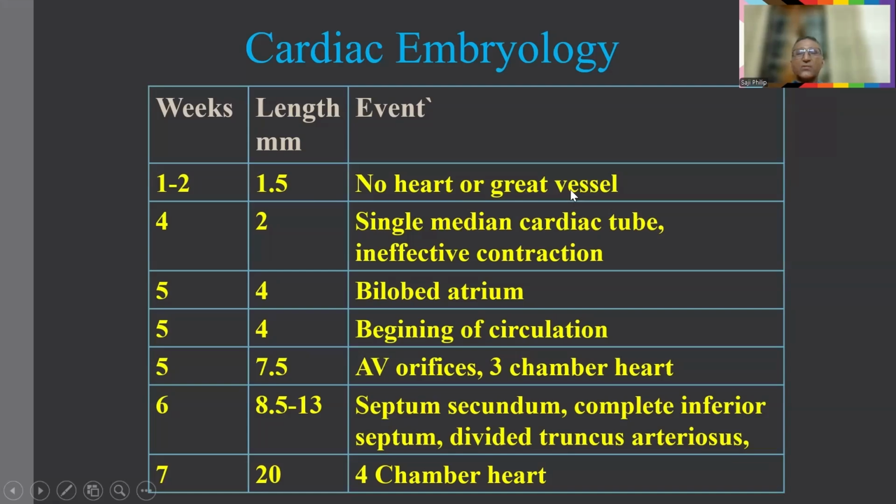First 2 weeks, no heart or no great vessels. Here we should appraise our God for his amazing creation. The 5th week, aortic valve orifice will start. 6th week, septum secundum and the divided truncus arteriosus into pulmonary artery and aorta. So during the 6th week, if the spiral septum incompletely forms, then there is a possibility aorto-pulmonary window may occur. The 4th chamber formed by the 7th week.